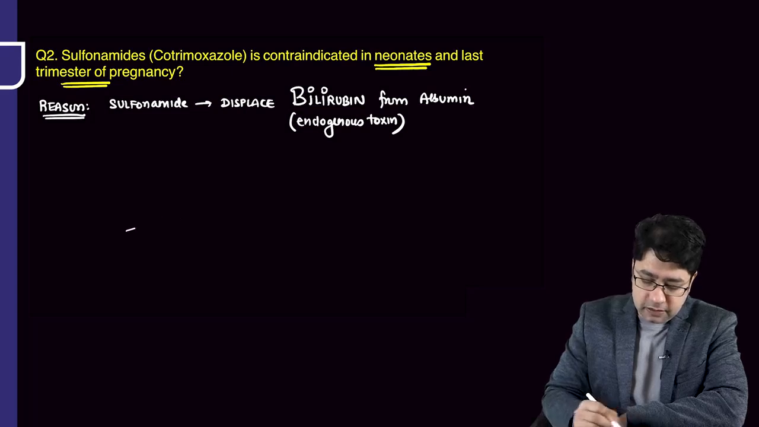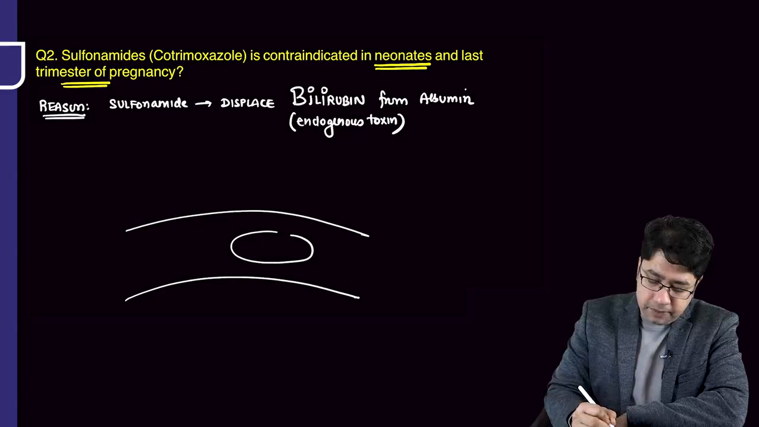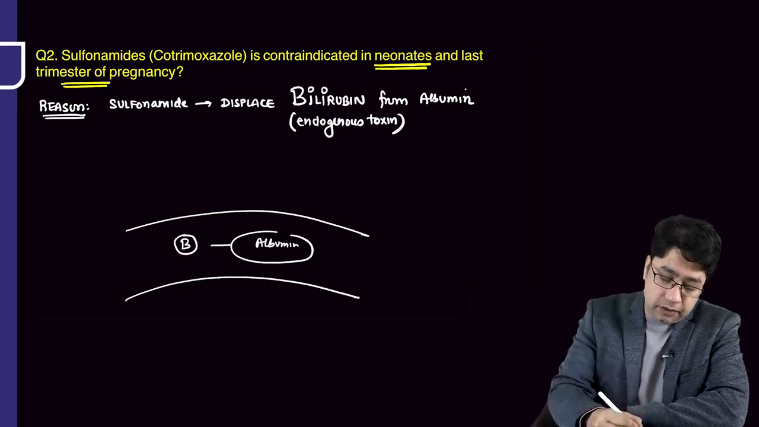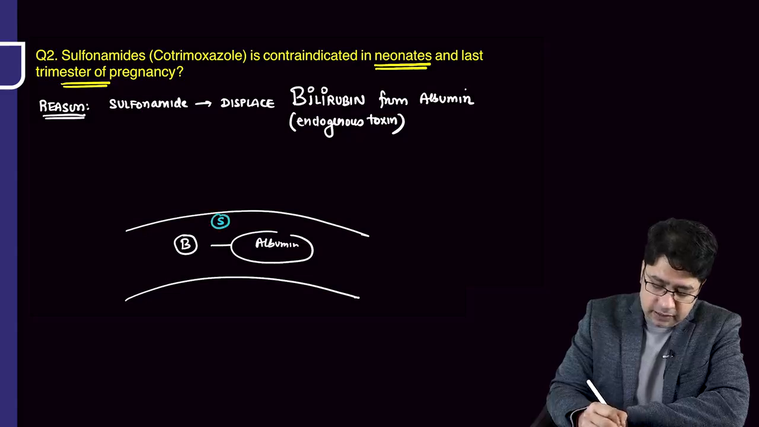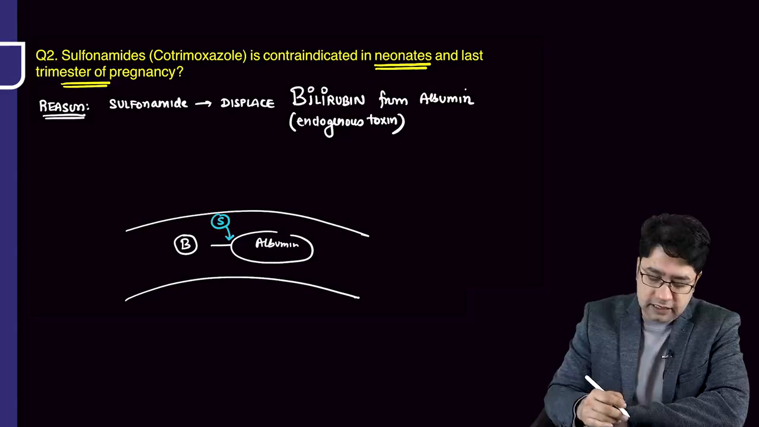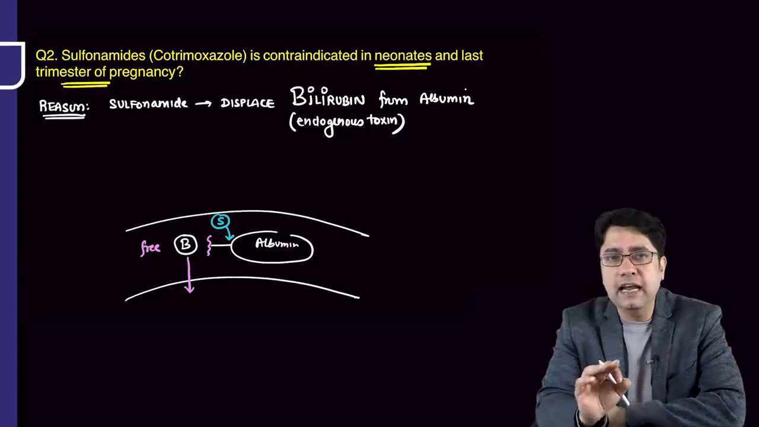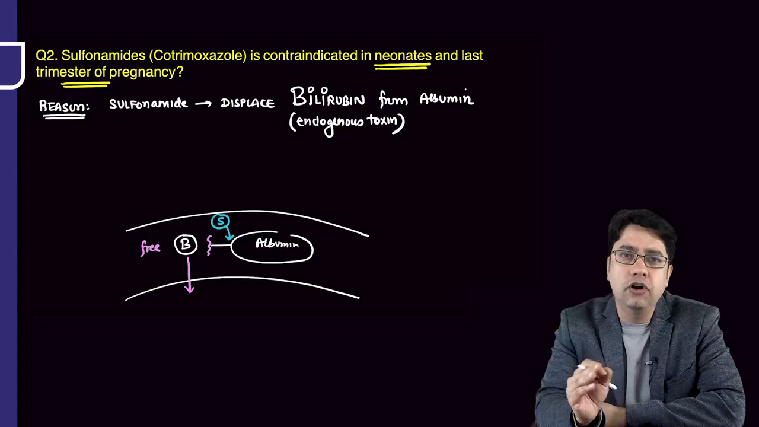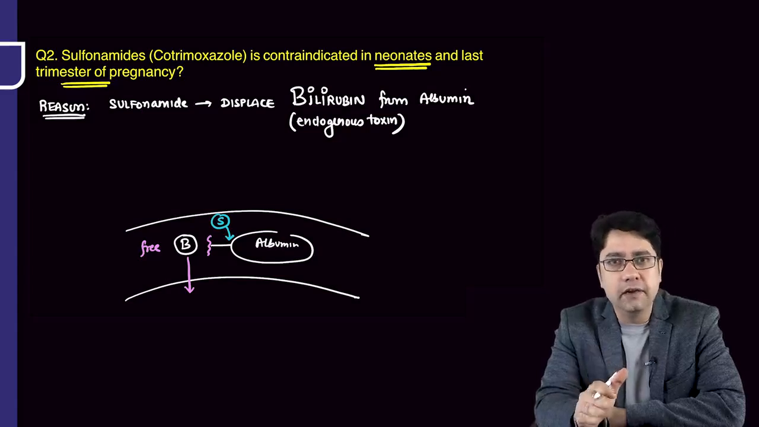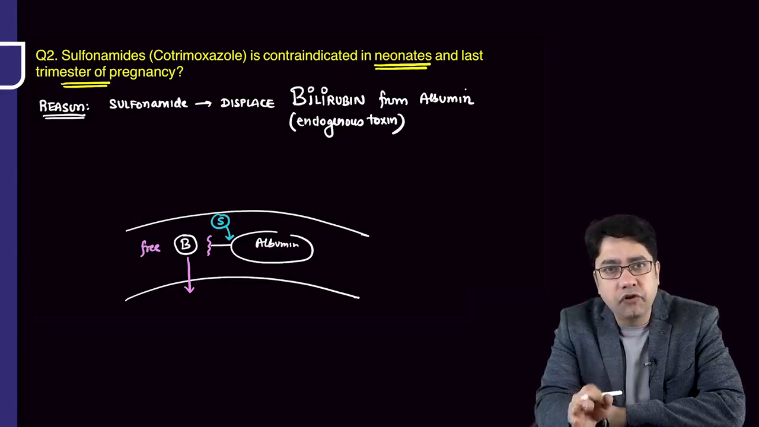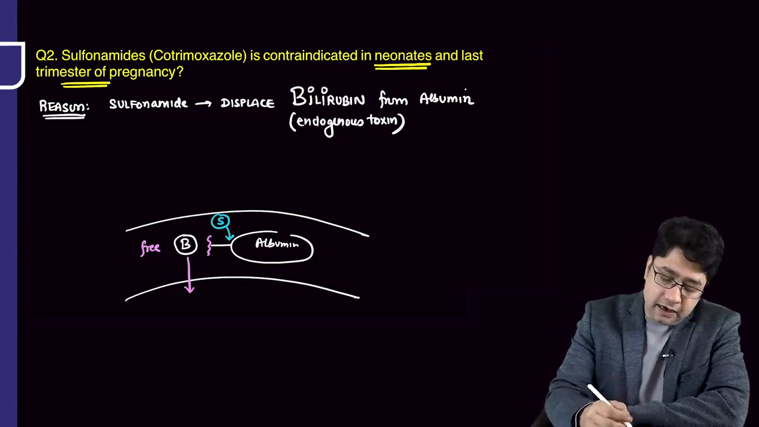So let's understand this part. So with albumin in the body, bilirubin is attached. B for bilirubin. Let's say you have started sulfonamide. Sulfonamide can also attach to same site. So this bilirubin will become free. Free bilirubin can enter into the organs. Now in an adult, bilirubin cannot enter into the brain. Why? Because the blood-brain barrier is fully formed. But in a neonate, it can enter into the brain of neonate.